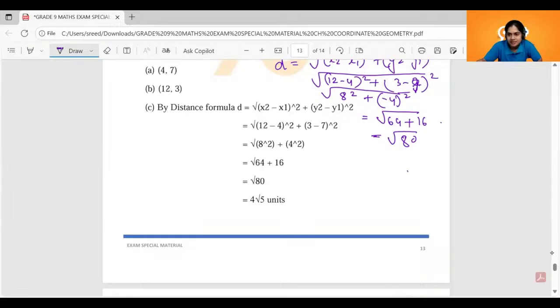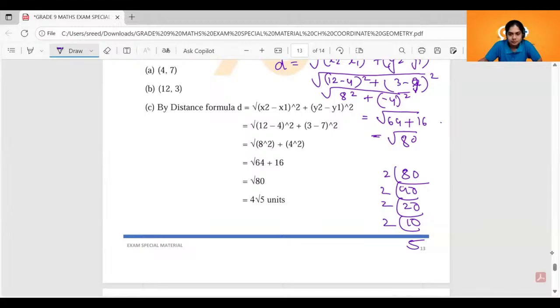Or you can factorize it. You have already learned to find the square root through prime factorization, correct? So prime factorize it by 2. 80 divided by 2 is 40. Again 2, 40 divided by 2 is 20. 20 divided by 2 is 10. 10 divided by 2 is 5. You can stop there.